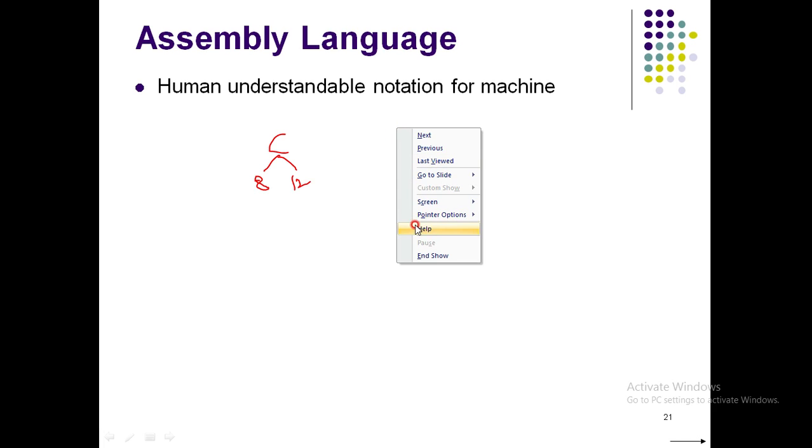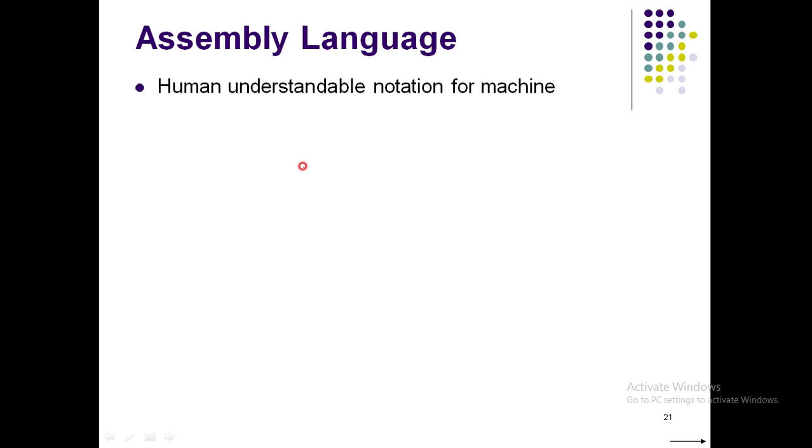So therefore, it becomes very difficult for processors to exchange data. For example, if I am trying to send data from an Intel processor to a Motorola processor, then it becomes very difficult for both of them to communicate. In order to avoid this, we came across something called assembly language.